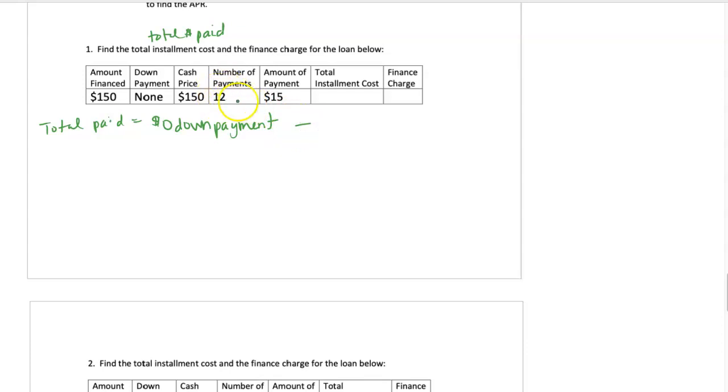So there are 12 individual payments, and each payment is $15. So in this case, just taking the 12 times 15 is a total of $180 for the total installment cost. To find the finance charge, it's the difference between the cash price and the total money that someone paid. You could also call this an interest payment.